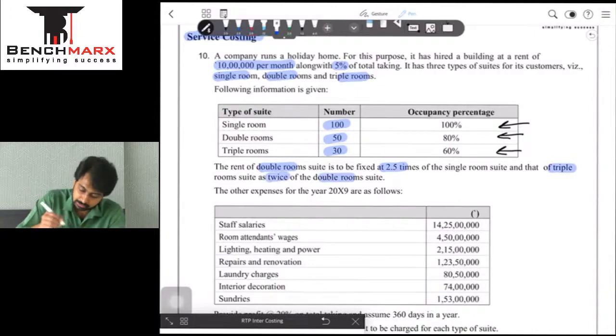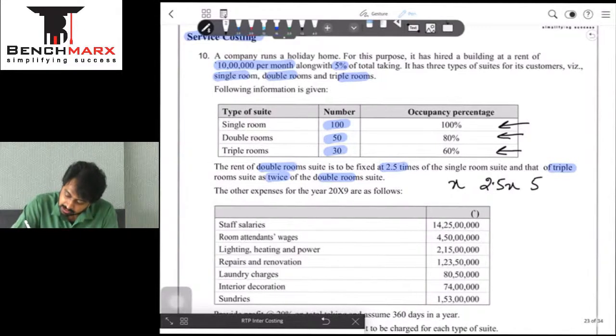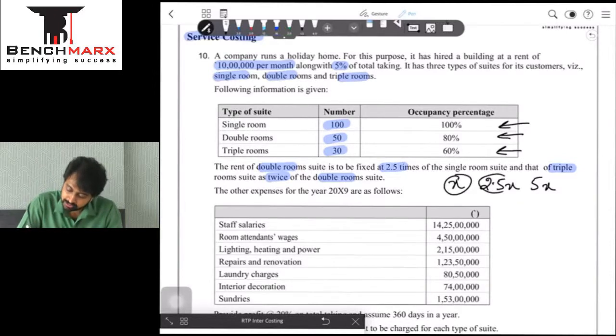बराबर. So यहाँ पे mention कर लेते. If my rent of single room is x, then my rent of double room is 2.5x, बराबर, because 2.5 times of single room बोला है. And if my rent of double room is 2.5x and the rent of triple is twice of that of double, that means double is 2.5, उसका double is 5, which means 5x becomes the rent or tariff of my triple room. ये अपना हो गया x, ये अपना हो गया 2.5, ये अपना 5x हो गया.